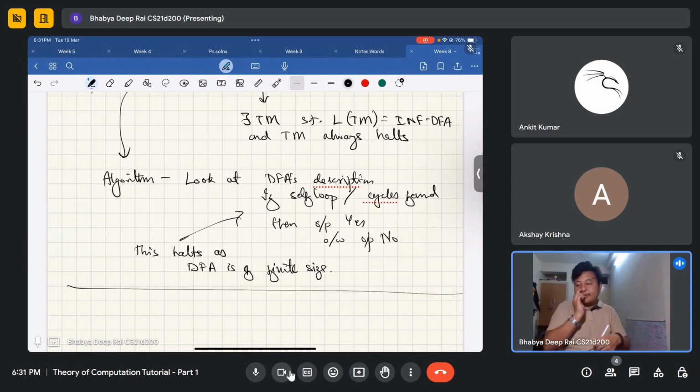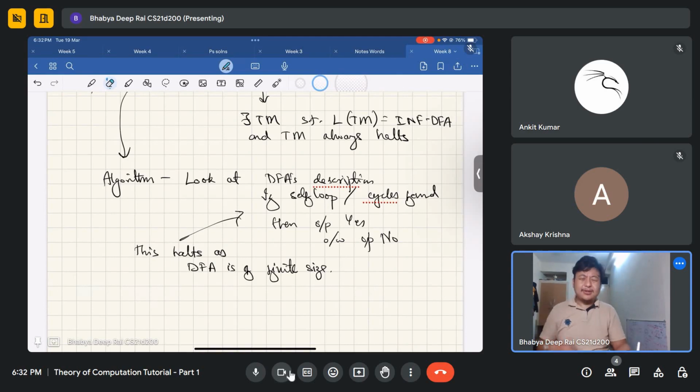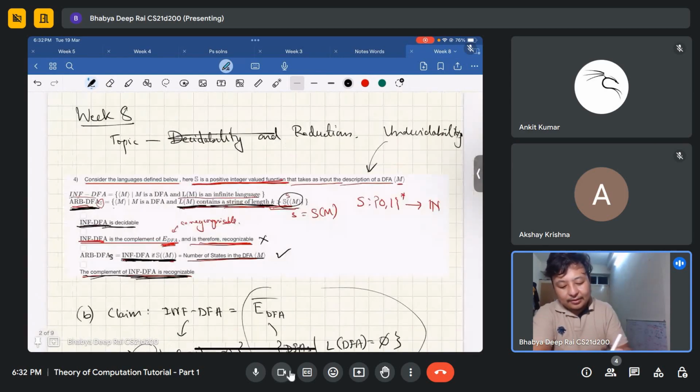I just go over each state and check if there are self loops. As soon as I see a self loop, okay, it's accepting an infinite language. If self loops are not found, next I need to check if cycles are there. How do I check for cycles? I can do brute force, checking all possible subsets of states for a cycle, or I can use BFS, DFS, whatever. But anyway, the DFA is of finite size, so it will take finite time, and this will always halt and say yes or no. Therefore, A is true. Infinite DFA is decidable.